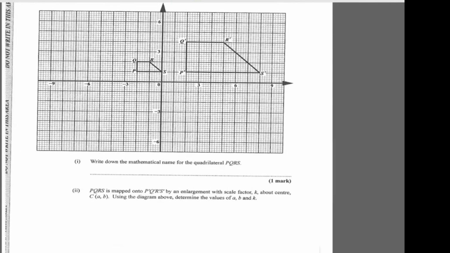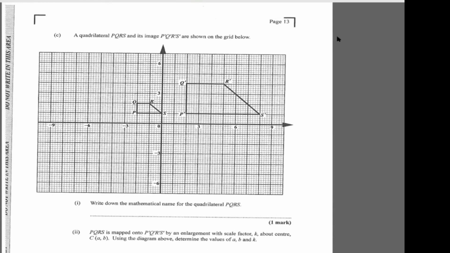Now let's go to part C. Part C is where it gets really nice. All right. Part C says a quadrilateral PQRS and its image P', Q', R', S' are shown on the grid below. It says write down the mathematical name of the quadrilateral PQRS.